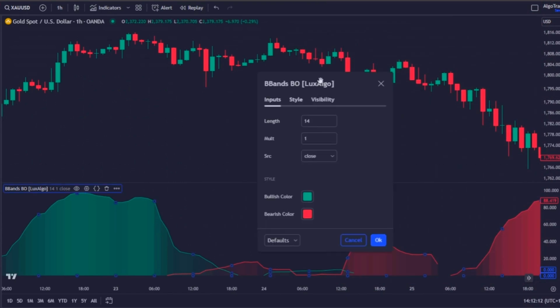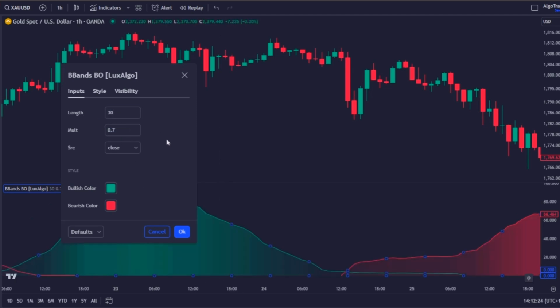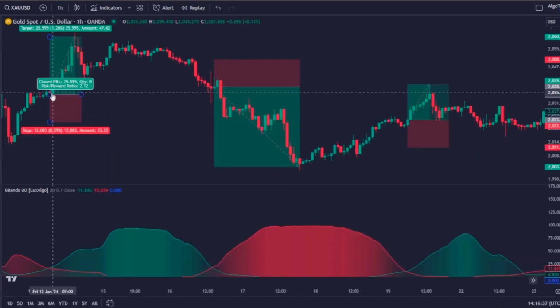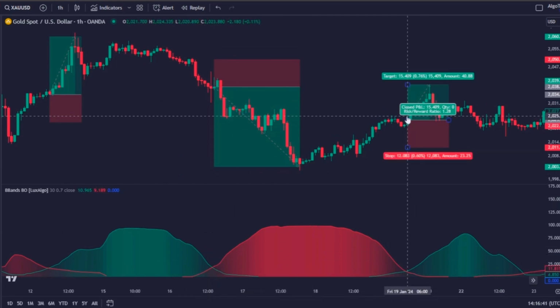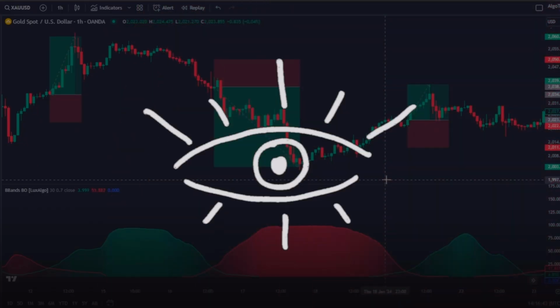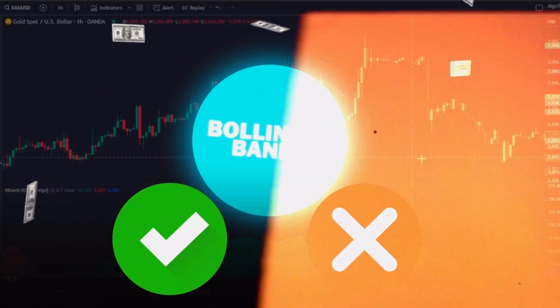By default, its settings are 14 for the length and 1 for the multiple. But to clear some fake signals like these ones here, I prefer to increase the length to 30 and change the multiple to 0.7. As you can see, in this way we can clear some fake signals and make the indicator more accurate.